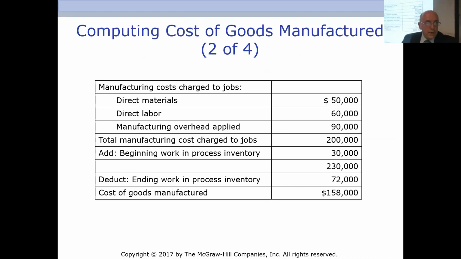So we have manufacturing cost charged to jobs, direct materials 50, direct labor 60, manufacturing overhead applied or estimated, 90. So the total manufacturing costs that were charged, 200,000. Then you add the beginning work in process of 30,000. That brings it up to 230. And then you deduct the ending work in process, 72. That's 158,000. So if you had 1,000 units, 158,000 divided by 1,000 is 158. That would be your unit cost. But again, that's based on estimated numbers.